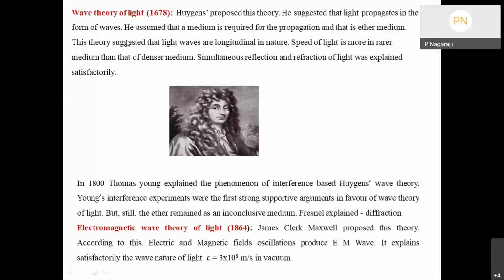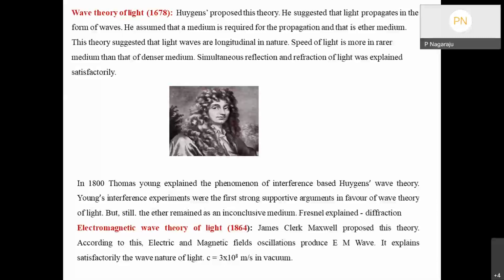Of course, the Huygens wave theory of light suggested that the velocity of light is greater in a rarer medium than in a denser medium, which was in support of the Foucault experiment. The Huygens wave theory of light explained successfully the simultaneous reflection and refraction of light waves. Based on Huygens wave theory, in the year 1800, Thomas Young explained the phenomenon of interference, and Fresnel explained the phenomenon of diffraction.